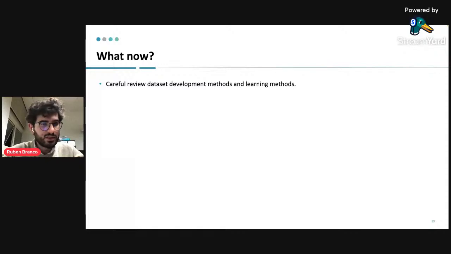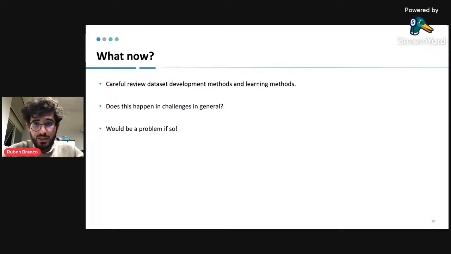So careful review of dataset development methods and even learning methods, how we can learn more efficiently and not be stuck with shortcut learning. And then, does this happen in challenges overall or in data sets overall? So it would be a problem if so. So this is something that also should be up for review. So where does this happen? Where can we spot this happening?